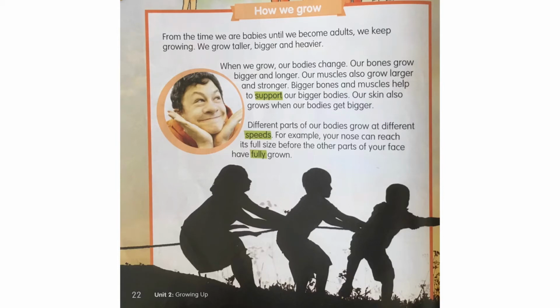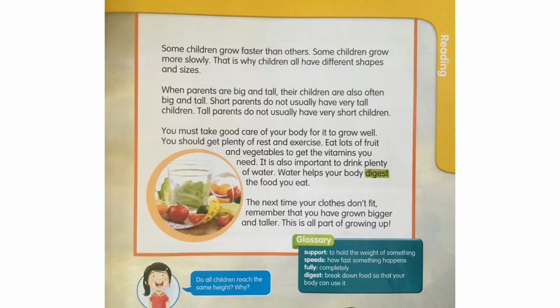For example, your nose can reach its full size before the other parts of your face have fully grown. Some children grow faster than others. Some children grow more slowly. That is why children all have different shapes and sizes. When parents are big and tall, their children are also often big and tall. Short parents do not usually have very tall children. Tall parents do not usually have very short children.